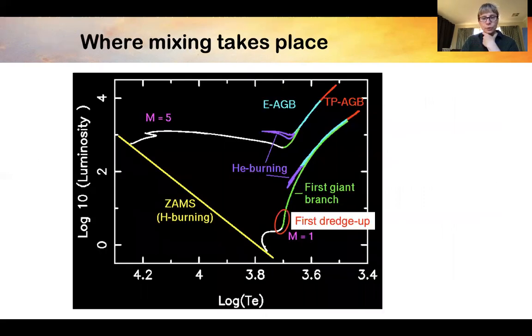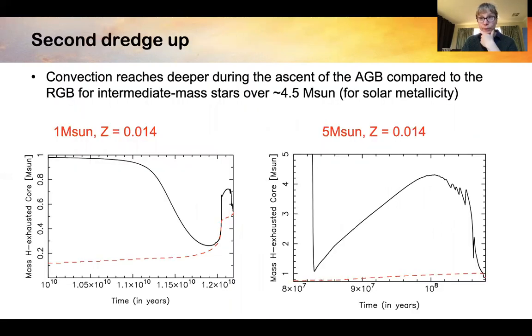Okay, so we've looked at where mixing occurs. We've had first dredge-up. I'm going to briefly mention second dredge-up, and then we'll focus on the final mixing phases. Now, I mentioned that second dredge-up doesn't get as deep as first dredge-up. Let's have a look at this in some real stellar models. They're not real stars, real stellar models.